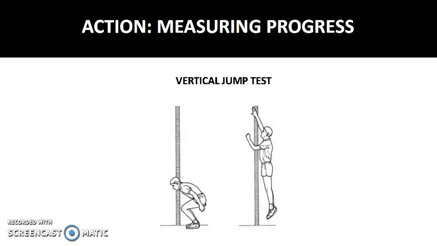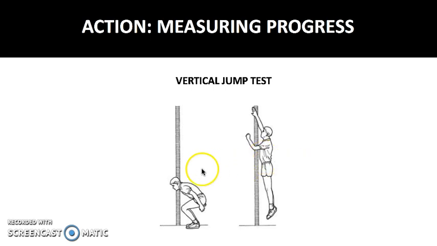So I'd like you to test this every 2 weeks. I'd like you to do a vertical jump test every 2 weeks. Like I said before, I'd also like you to do another 20-meter sprint every 2 weeks to see if your acceleration has improved in that first 5 meters.